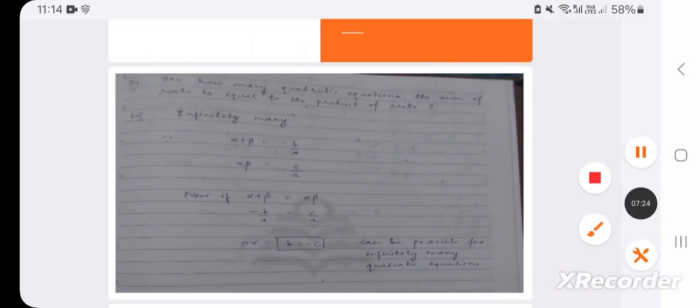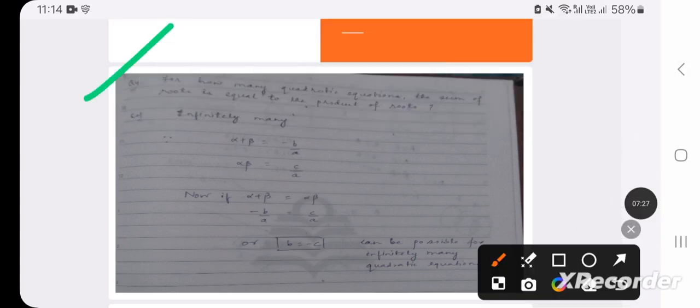Now another question here is question number 4: for how many quadratic equations is the sum of roots equal to the product of roots? So the solution will be infinitely many, because if we take the sum of roots alpha plus beta is equal to minus b by a and product of roots c by a, on equating both we get minus b by a is equal to c by a. That is only possible when b is equal to minus c, and obviously not one condition is satisfied, so there will be no uniqueness. We will get infinitely many quadratic equations.